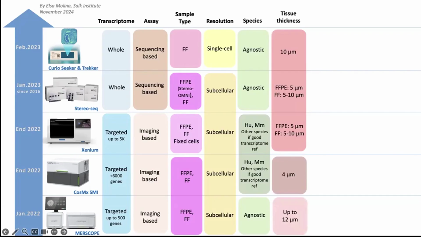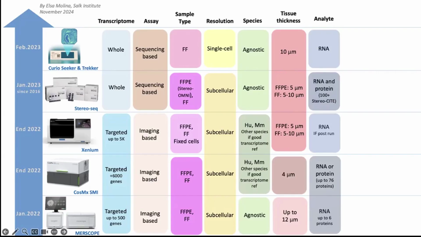Tissue thickness is pretty broad depending on the technology. For example, for COSMIC, you don't have the choice. This has to be 4 micrometers thickness. For other technologies, for example Xenium and Stereo-seq, you have to be within a range of 5 to 10. And what we like is that with the MERSCOPE, you can go up to 12 micrometers. So when you're working, for example, with organoids, that might be interesting for your project.